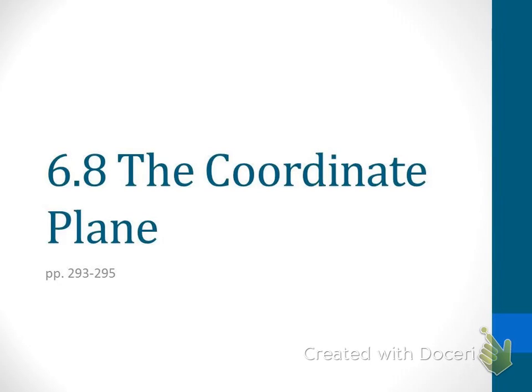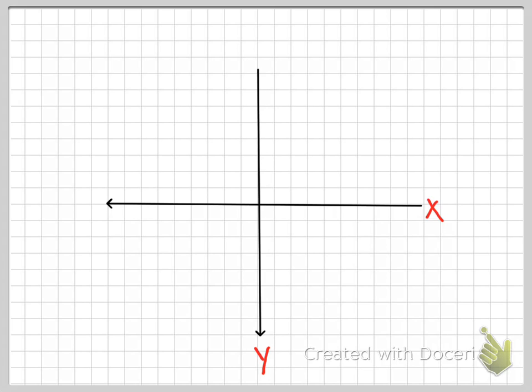Alright, today we're learning about the coordinate plane on page 293. Page 293. Okay, so what I want you to start off by doing is go ahead and draw two intersecting lines, and we're going to label them the x-axis and the y-axis.